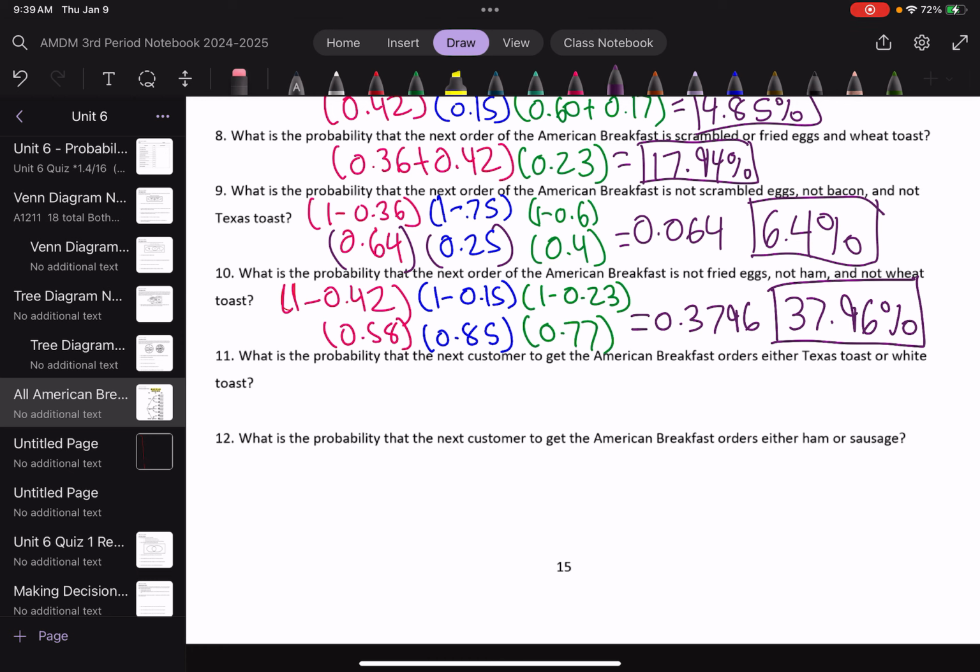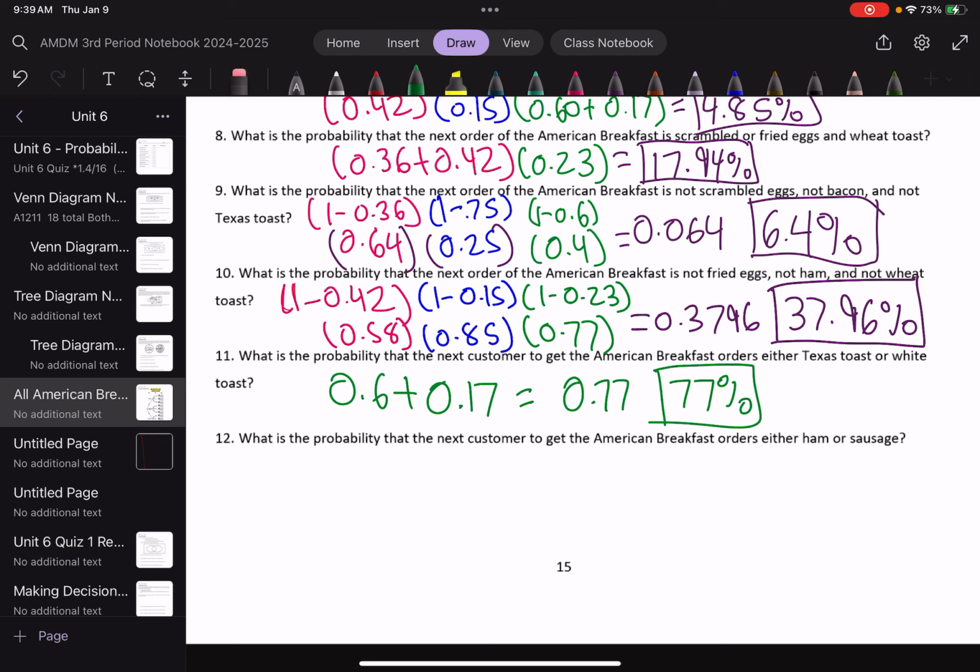And then we got, what is the probability that the next customer to get the American breakfast orders either Texas toast or white toast? We don't care about the eggs. We don't care about the meat. We just want them to have either Texas toast or white toast. So guys, in this case, all I have to do is 0.6 plus 0.17. That's going to give me 0.77, which is a 77% chance.